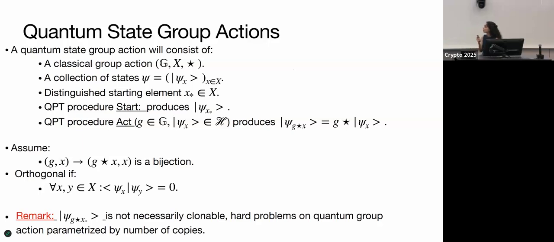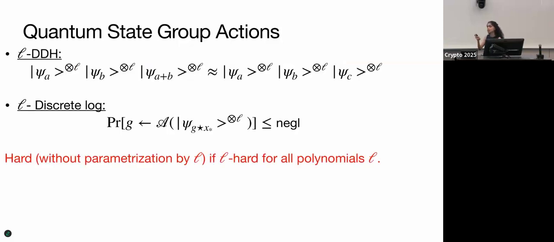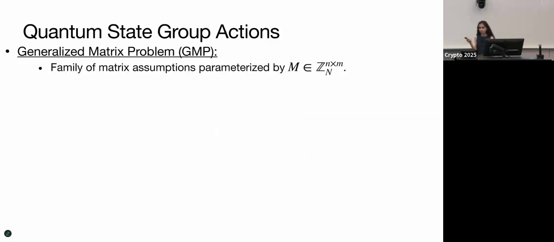Okay, so one last assumption that I'll talk about is the generalized matrix problem. This problem essentially encompasses the LDDH and the L discrete log assumption. And special cases of this generalized matrix problem also give us newer assumptions that are used in classical group actions, but whose hardness has not been justified.